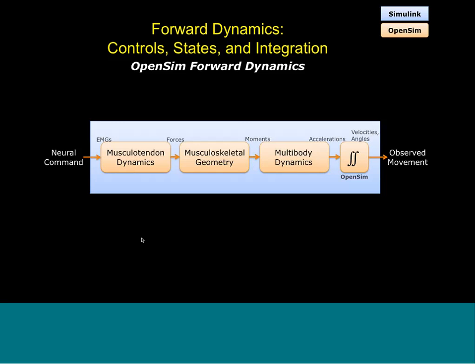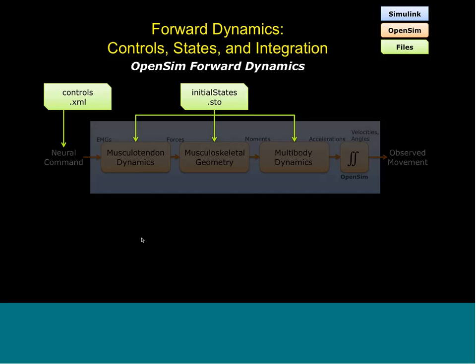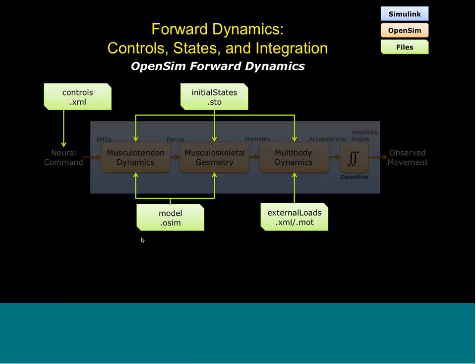So in addition, there's a number of files. If you're running OpenSim from the GUI or from the command line, there's a number of files that you also have to include for forward dynamics, whether they're controls files, so what are the muscle excitations or controls for different actuators? And you obviously have to have an OpenSim model file as well. So we need to include these in OpenSim forward dynamics as well.